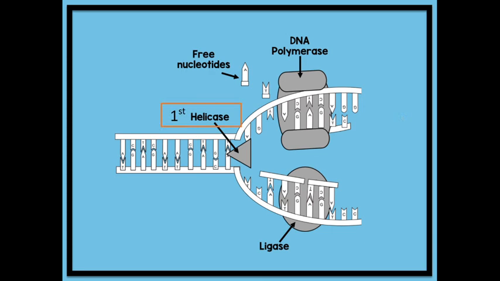So first, we are going to start with our helicase. The second step is going to be the DNA polymerase, adding our new nucleotides in to help rebuild our strands. And finally, we're going to have our ligase that's helping everything be put together once the DNA polymerase has added the nitrogenous bases to our strands.